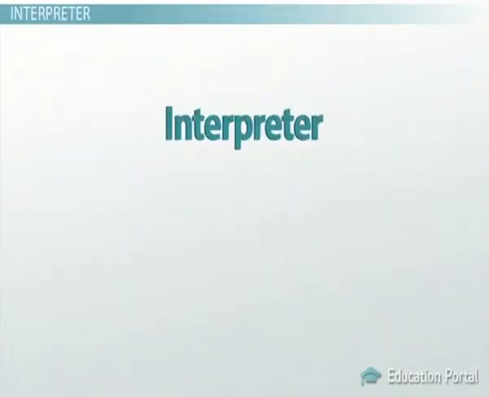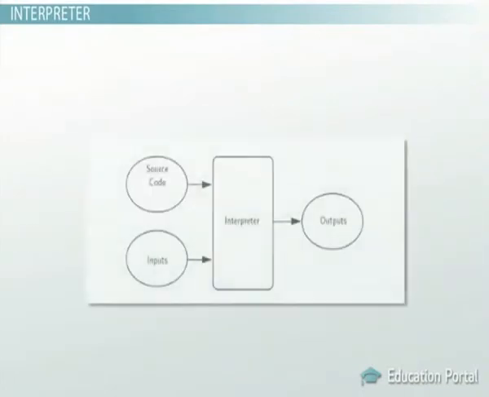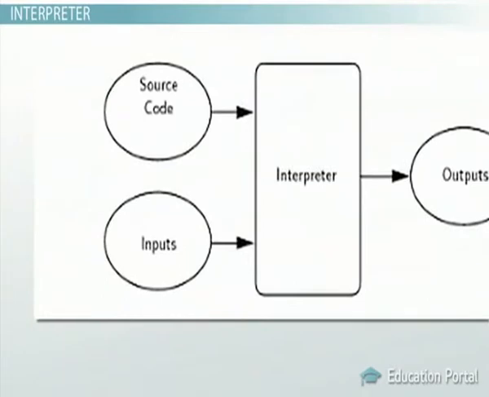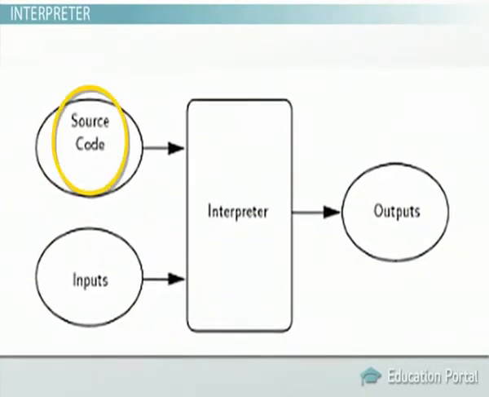An interpreter is a computer program that simulates a computer that understands a high-level language. This means that the interpreter translates the source code line by line during execution. Consider again a computer program that processes some type of input data to produce output data. The interpreter executes the code line by line, which results in the desired output data.